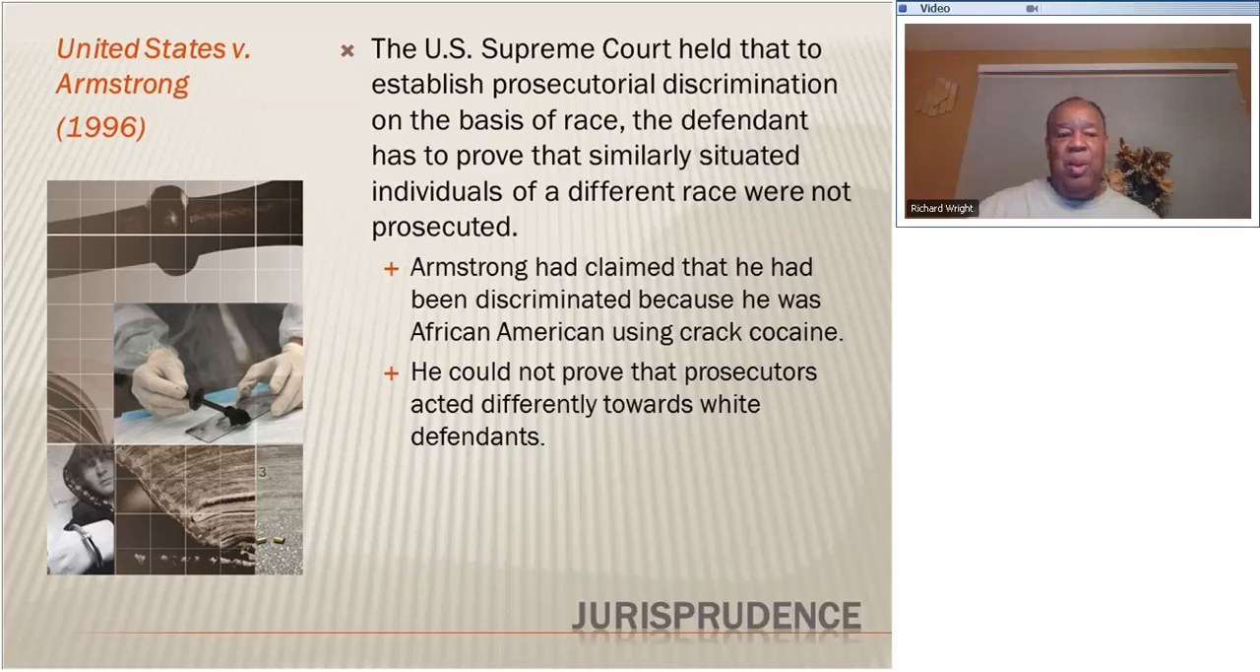The Supreme Court held in the Armstrong case that to establish prosecutorial discretion on the basis of race, the defendant has the burden of proving that similarly situated individuals were not prosecuted. And so what this person argued is that he was discriminated against because he was African American and was charged with using crack cocaine. Well, he would have the burden of proving that prosecutors never indicted or charged a white or Caucasian for the same charges, which is a pretty tough burden to overcome.